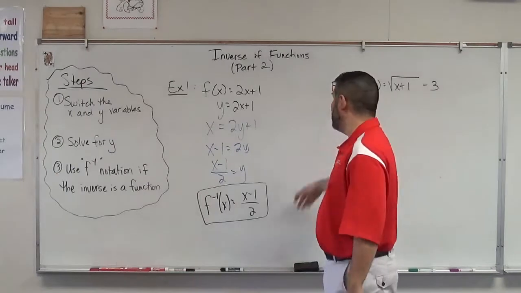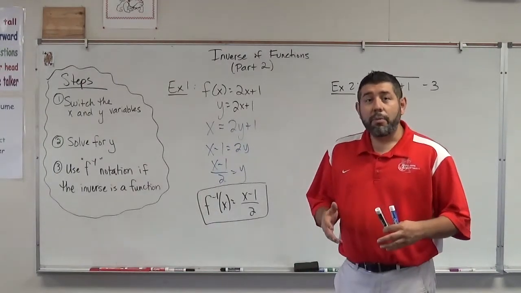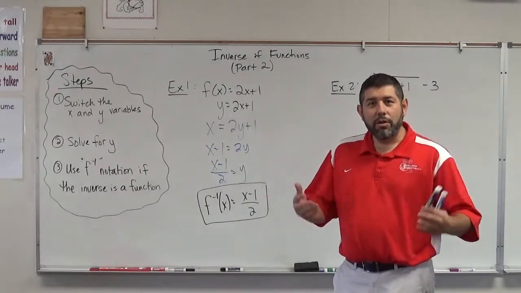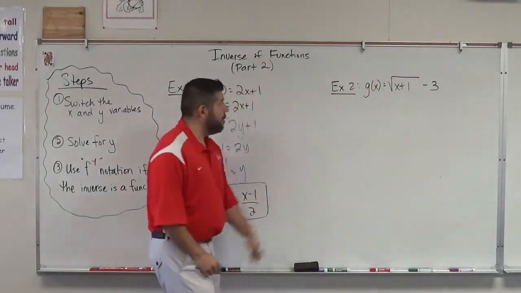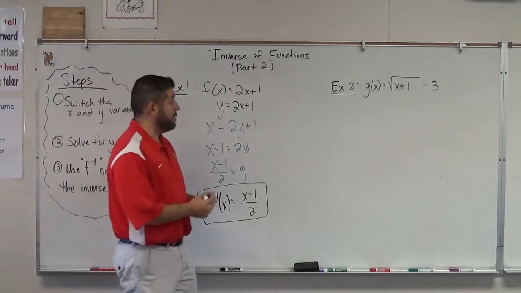Now, I'm not done yet. I've got a couple more examples, a little bit more advanced. And then I'll give you a couple practice problems to try out, and then I'll go over those, all right? So let's take a look here, and we've got example number 2. G of x equals square root of x plus 1 minus 3.